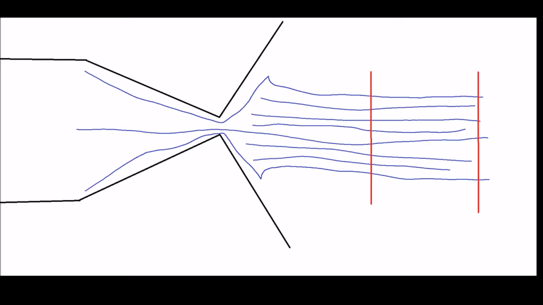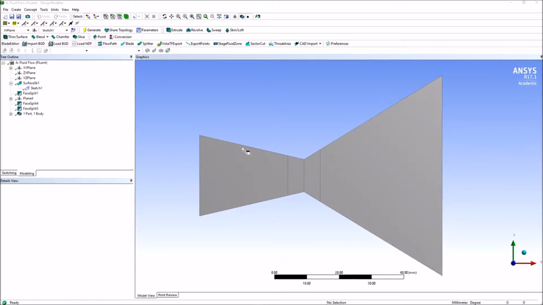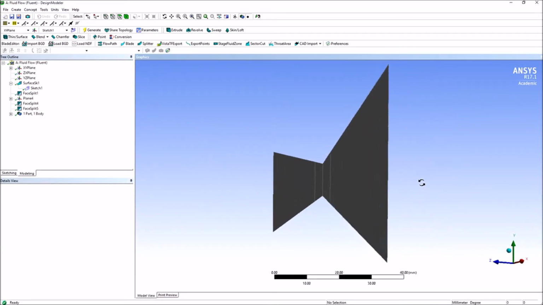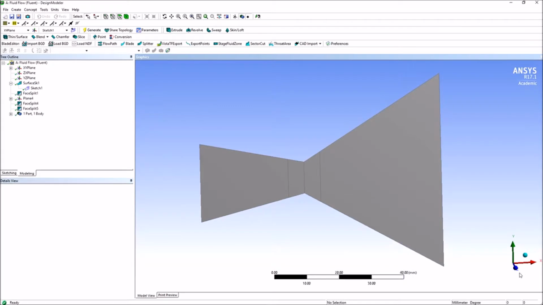So let's take a look at my model. This is my geometry. It's a very simple sort of nozzle. There's an inlet on the left, outlet on the right. It's two-dimensional. The lines in the center are used for the sake of meshing.